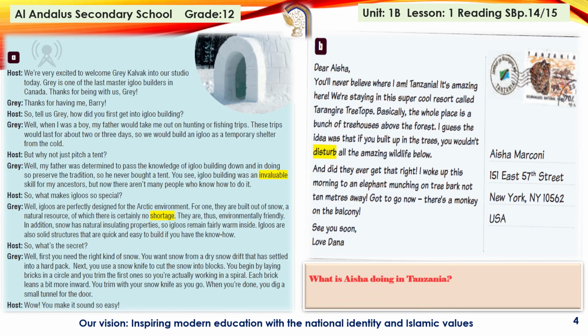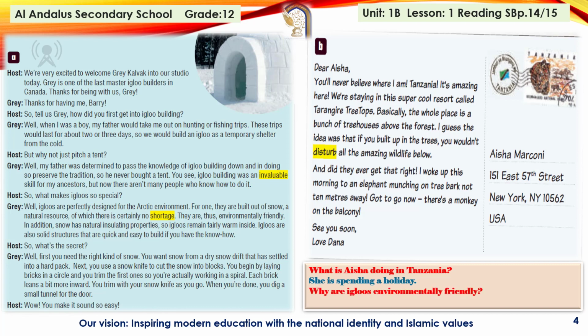The question is, what is Aisha doing in Tanzania? Very good answer. Thank you. She is spending a holiday. Where did we get the answer? Okay, she says in line 2, we are staying in this super cool resort. If you are staying in a resort, of course, you are spending a holiday. Next question from text A.